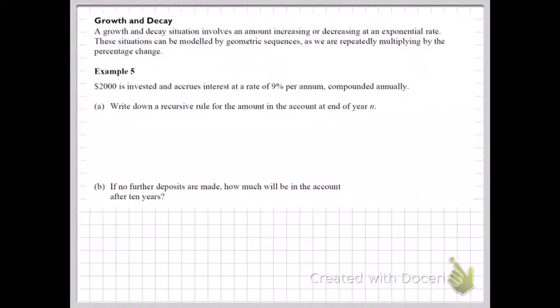Another application is the idea of growth and decay. A growth and decay situation involves an amount increasing or decreasing at an exponential rate. These situations can be modelled by geometric sequences as we are repeatedly multiplying by the percentage change. Example 5. $2,000 is invested and accrues interest at a rate of 9% per annum compounded annually. Write down a recursive rule for the amount in the account at the end of year N.